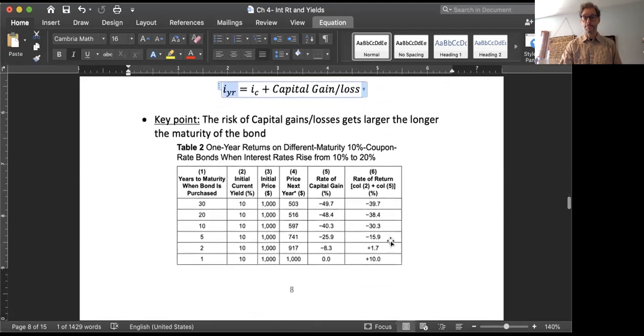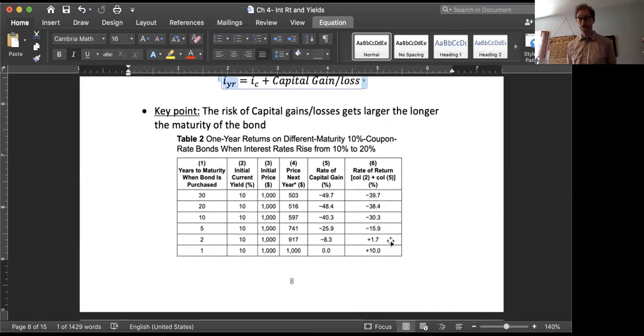Now, here's the key point. Many people think that bonds are safe because bonds guarantee you a return. That is not true. Bonds do not guarantee you a return, particularly if you do not hold the bond till maturity. If you buy a bond today and then yields go way up and the price of the bond goes way down, and then you have to sell the bond, you could experience a very big capital loss. You could actually get a negative return on the bond.